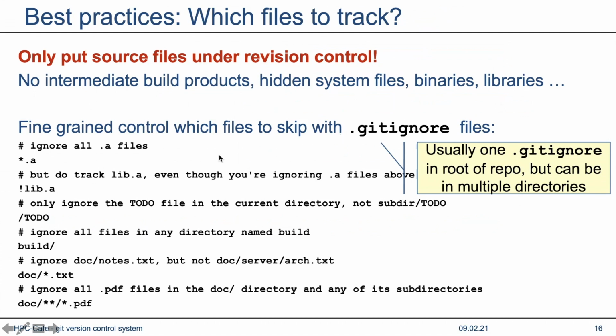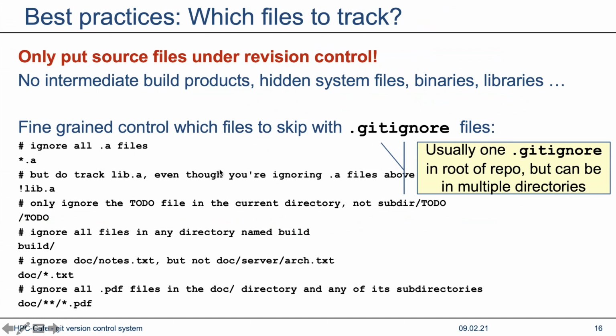You can specify files or patterns of files that you want to ignore. And ignore means that they don't appear in untracked or other categories. And you can have this in your .gitignore file. This list of patterns. Here are some examples. Usually you have one .gitignore in the root of the repository, but it's possible also to add them in multiple directories, and then they incrementally add those rules and build a final rule set.